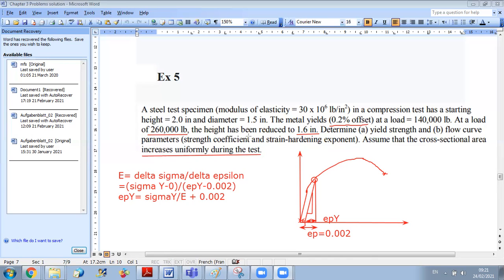They gave me the reduction in height. What I am interested in is not the new height. I want to know the new cross section. Okay, how to find the new cross-sectional area? Which concept should I use?